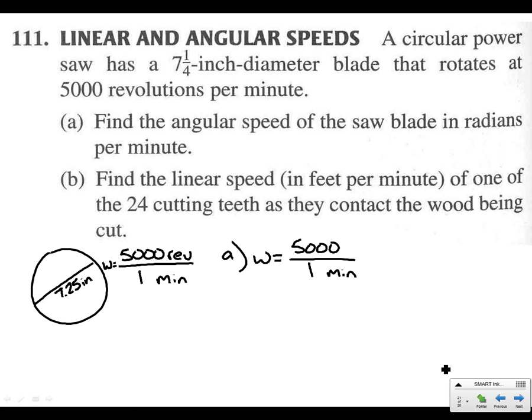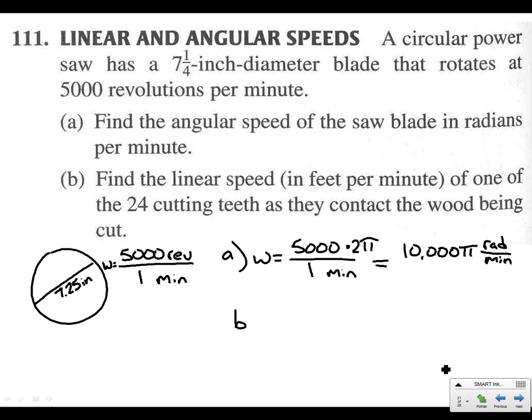But I didn't write down revolutions because it doesn't want it in revolutions, it wants it in radians. How many radians are there in a revolution? There's 2 pi. And that's all we need to know. We'll finish it up. That's 10,000 pi radians per minute.